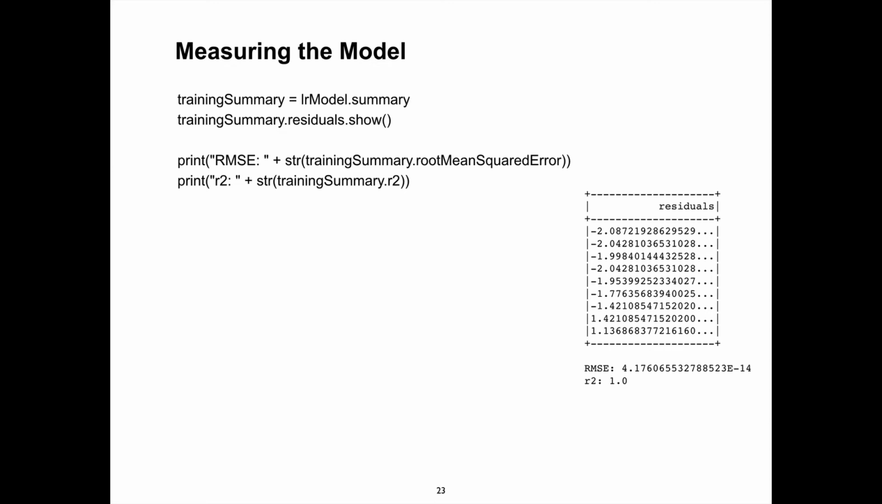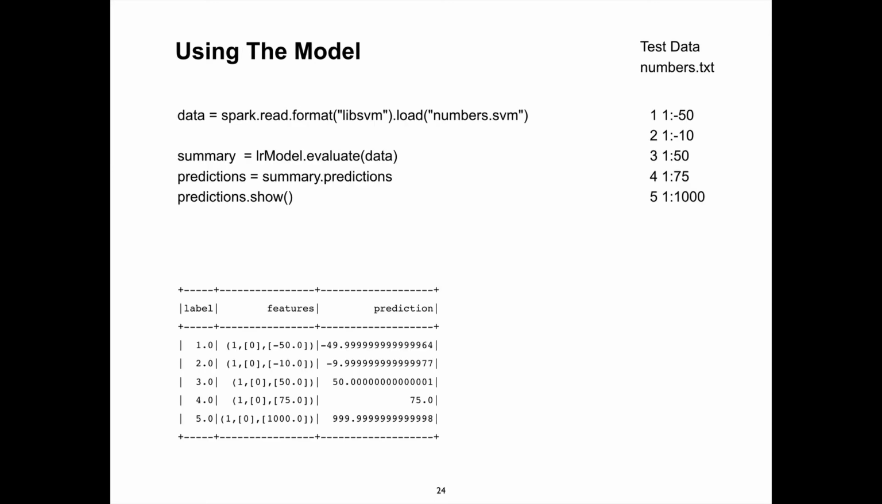The R2 value in this case is 1. That's because it was a linear process and there was no random noise, so it should be perfect. Then once we have the model, we can read more data, get the predictions, and see what it's predicting for the features and what value we should get.